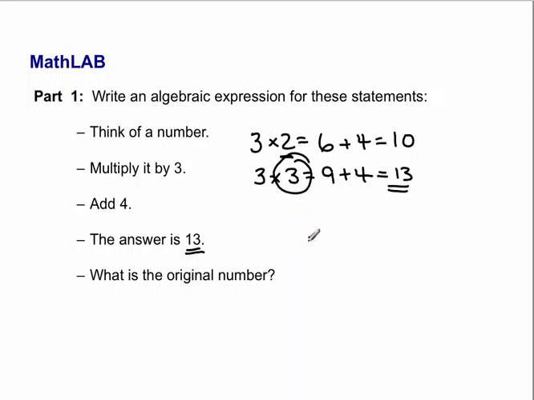Another way is, okay, well, I'm going to start with 13. And if I go backwards, I should get back to the number. So I'm going to subtract 4. And instead of multiplying by 3, I'm going to divide by 3. So it doesn't matter which method you use, trial and error or working backwards, they're both great strategies for solving equations.